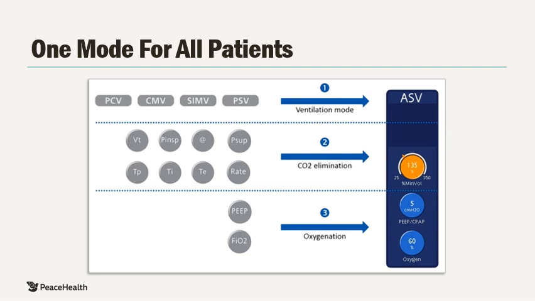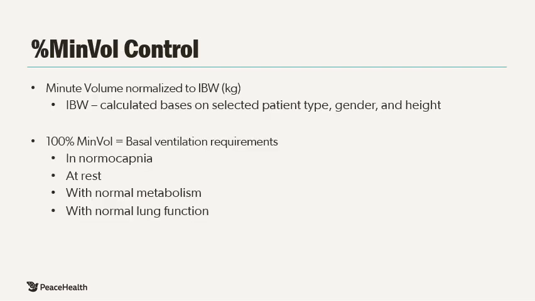Minute volume is normalized to ideal body weight. Ideal body weight is calculated into the ventilator by selecting gender and height. At 100% minute volume, this equals the patient's baseline ventilation requirements. This is a patient in normal capnia, at rest, with normal metabolism and normal lung mechanics.